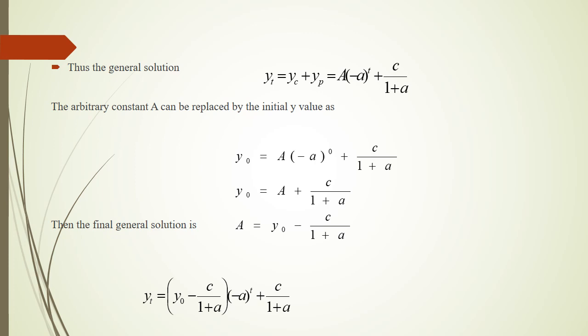Now what is the need of doing this? As I already told you, y_0 is the current value. It will be given to you. So it will be easy for us to find out the time path without depending on any other value. If you know the current value, you can easily find out the time path by this method. So this is the general solution. You can also be asked to calculate only the complementary function or only the particular solution.